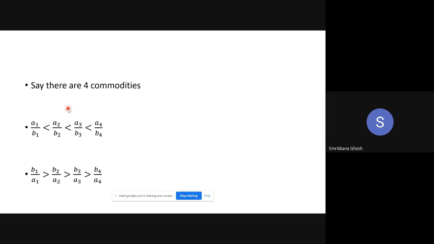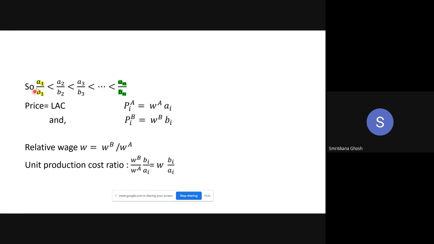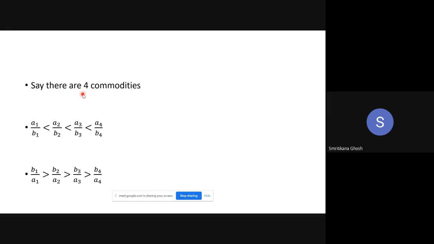Now look at this. Say there are four commodities, so N is equal to 4. You can consider N is equal to 5, 10,000, whatever. But just to make it simple, we just assume N is equal to 4. And if N is equal to 4, then we have already arranged it like this: A1 by B1 is less than A2 by B2. So we just write it for 4 number of commodities.